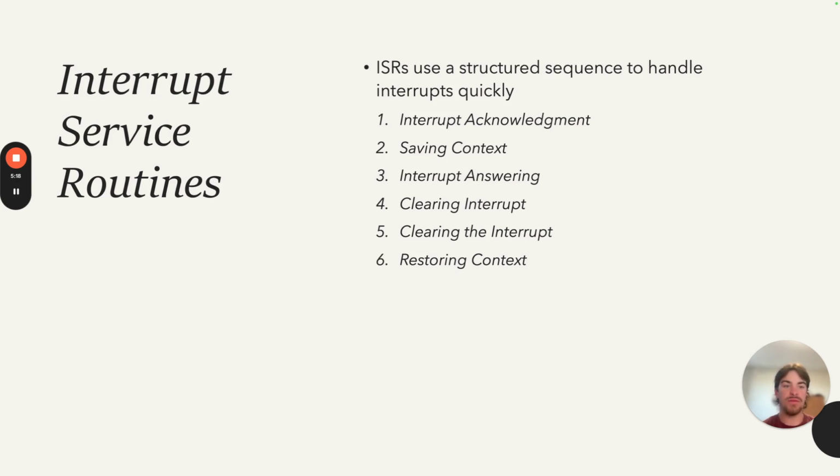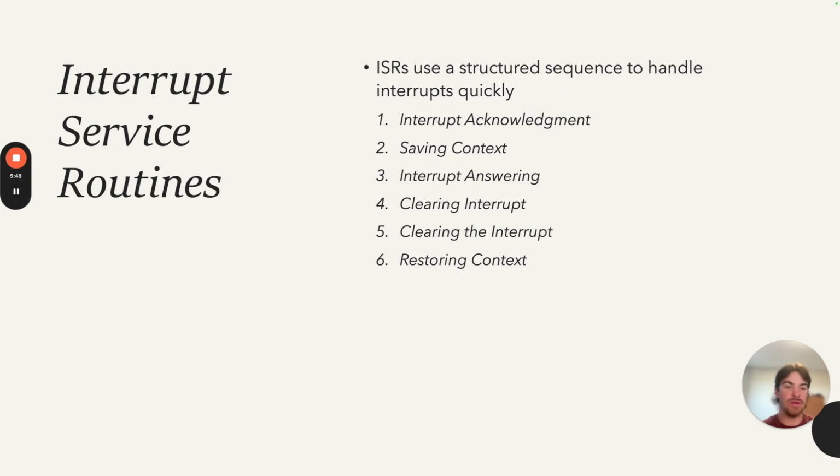An interrupt service routine uses a structured sequence to handle interruptions quickly while maintaining system stability. Its main actions include interrupt acknowledgement, where the CPU detects and acknowledges the interrupt and decides which ISR to execute. It then saves the context, so it saves its current state, including register values and the program counter. Interrupt answering: the ISR performs its critical tasks such as processing input, answering hardware requests, and addressing problems.